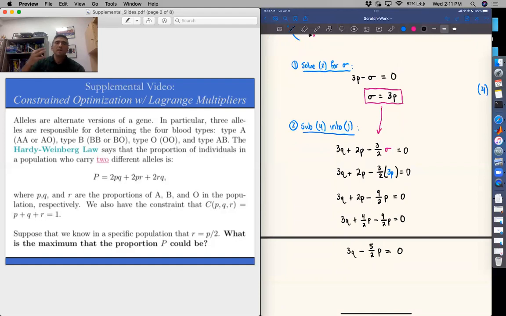And well, what we can see now is we can directly get a relationship between the variables p and q, similar to how we have already a relationship between sigma and p. So I'm just going to go ahead and solve for q in terms of p. So we get 3q is equal to 5 halves p, and then we find that q is equal to 5 over 6 times p. So now because we have a relationship between q and p, we also have a relationship between q and sigma. I'm going to call this equation 5.